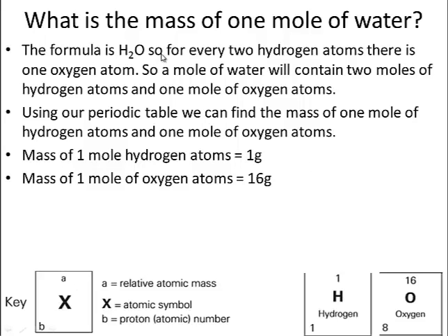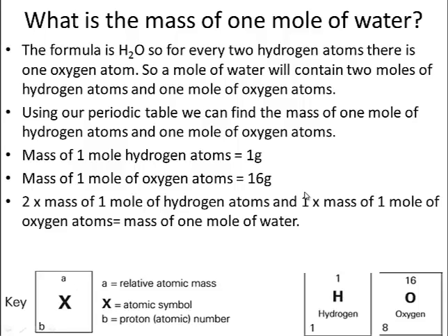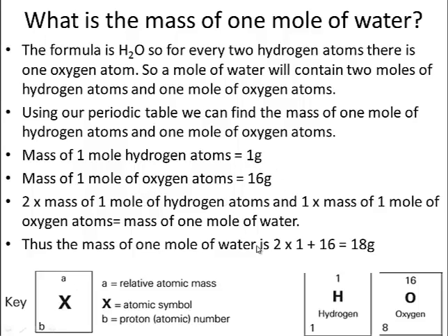We know the formula of water is H2O. So again, it consists of 2 moles of hydrogen atoms and 1 mole of oxygen atoms. So we can write this down as an equation. 2 times the mass of 1 mole of hydrogen atoms plus 1 times the mass of 1 mole of oxygen atoms will give us the total mass of 1 mole of water. If we use these values with this equation here, we can find out that the total mass of 1 mole of water molecules is 18 grams.